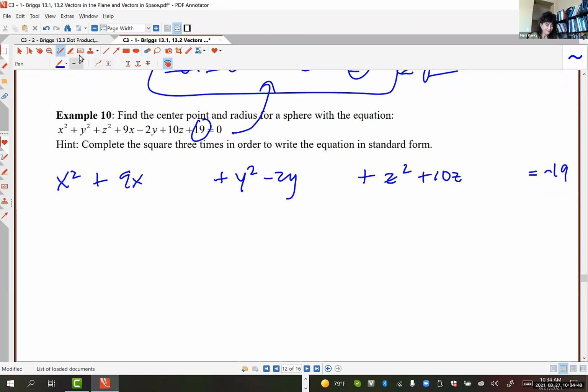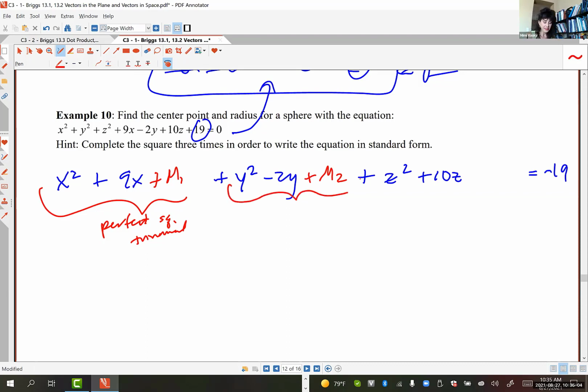So now what? You're going to add a magical mystery number M1 to make this a perfect square trinomial. And then it'll be factorable. And then you're going to find another magical mystery number, call it M2, to make this a perfect square trinomial. And we'll find a third magical mystery number, M3, to make another perfect square trinomial. But you can't just add numbers to one side of an equation and have it be legal. We better add M1, M2, and M3 to the other side to make it all work out. So how do you get these magical mystery numbers?